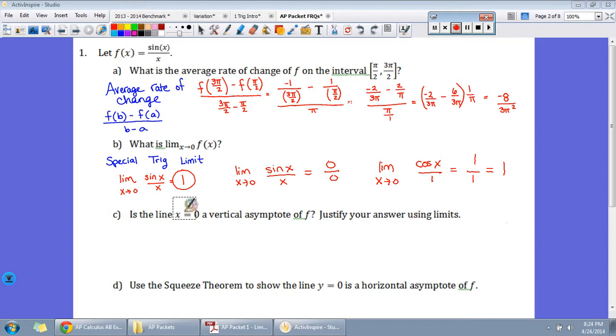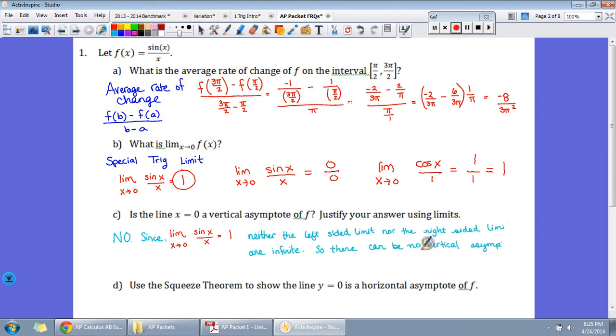For part C, in order to prove that you have a vertical asymptote, you would take the limit and you would need either the left or right-sided limit to equal infinity. However, since we know that the limit as x approaches 0 of sine x over x is 1 and not infinity, we can say that x equals 0 is not a vertical asymptote. Neither the left-sided limit nor the right-sided limit are infinite, so there are no vertical asymptotes.